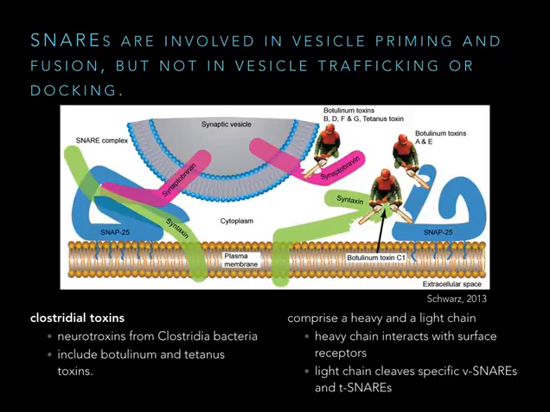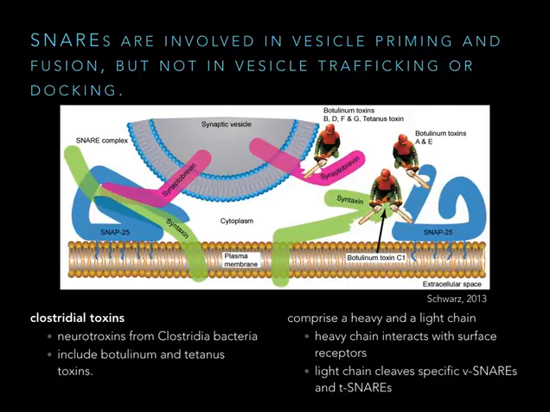So the clostridial toxins are these neurotoxins made by the genus Clostridia. So this is just a genus of bacteria. And there's botulinum toxin, there's tetanus toxins. They're going to cut different snare proteins. And you can see in this cartoon which one they're going to target. For example, botulinum toxin C1 is going to cut up SNAP25 and syntaxin, whereas botulinum toxin B is going to cut up synaptobrevin. Tetanus toxin will also cut that.